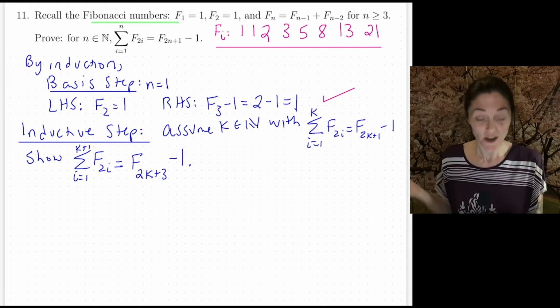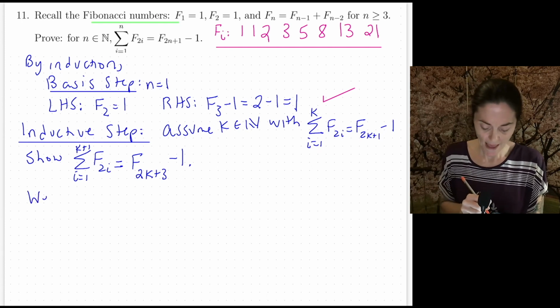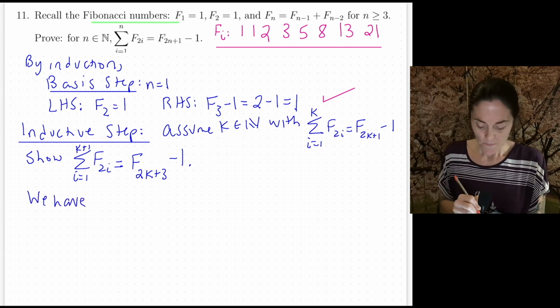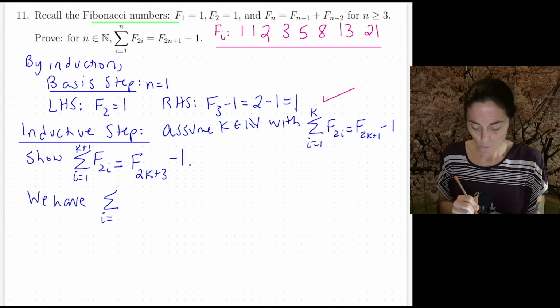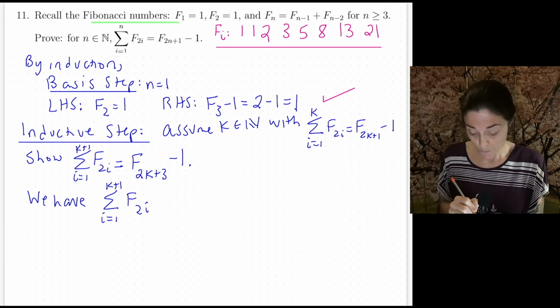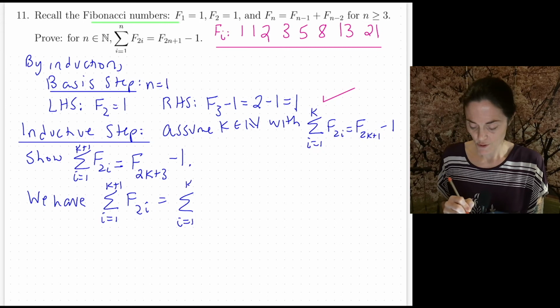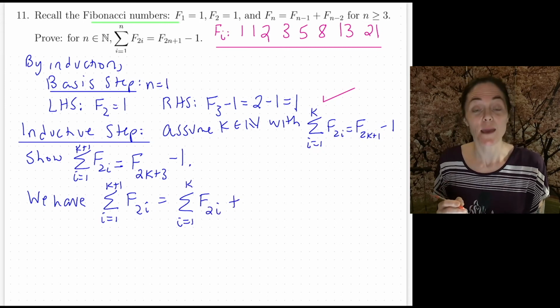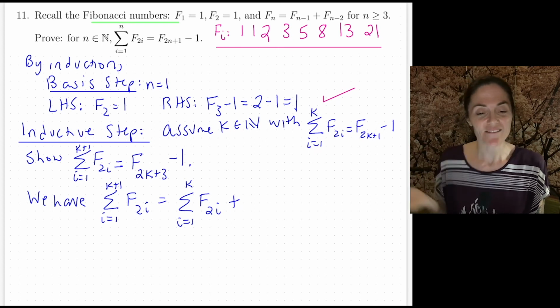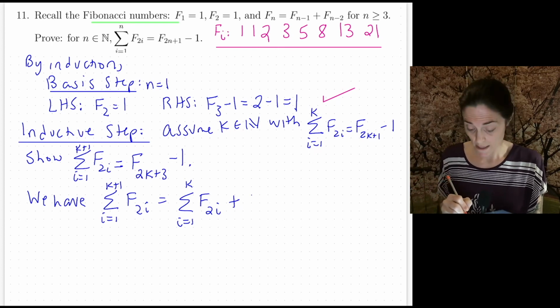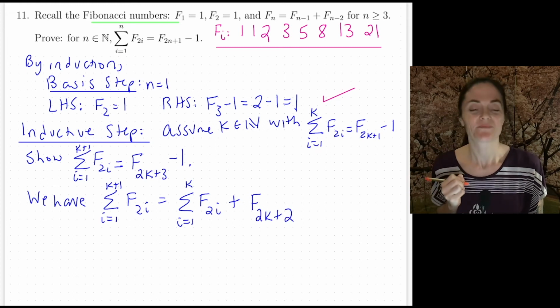So let's just start with the left-hand side. We have this sum. What I want to do is, of course, use my inductive hypothesis. And so I will write this as a sum of the first k terms and then the k plus first term. And when I evaluate this at k plus 1, I get F2k plus 2.